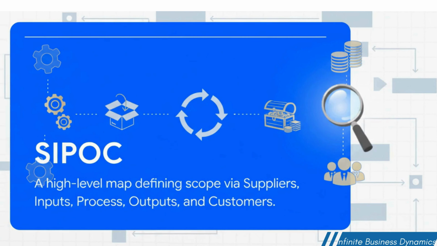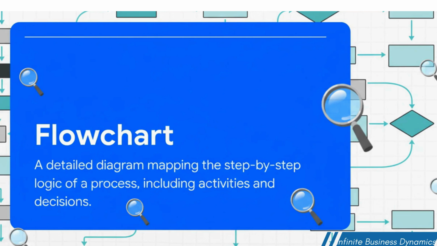Let's look a little closer at the SIPOC. The name itself is actually an acronym: suppliers, inputs, process, outputs, and customers. And here's the clue. The process itself is just one of those 5 pieces. A SIPOC gives you that 30,000-foot view. It's all about getting everyone in the room to nod their heads and agree on the scope of what you're even talking about. And then you've got the flowchart.